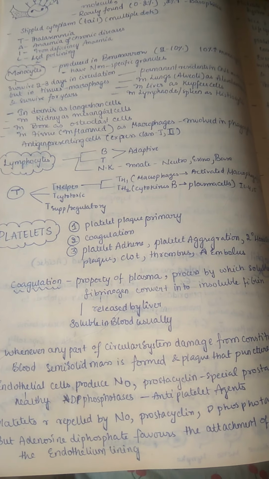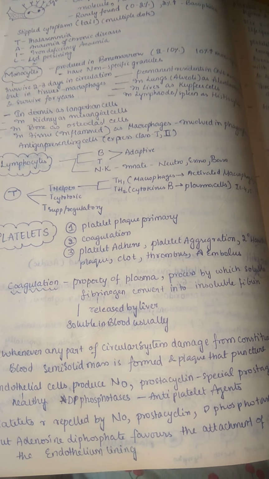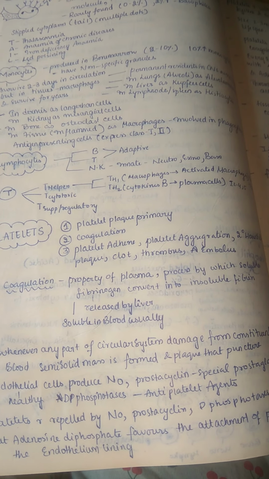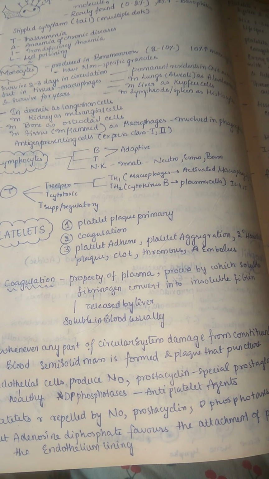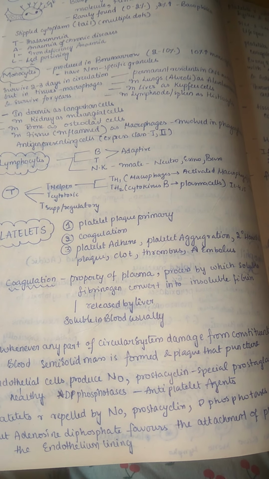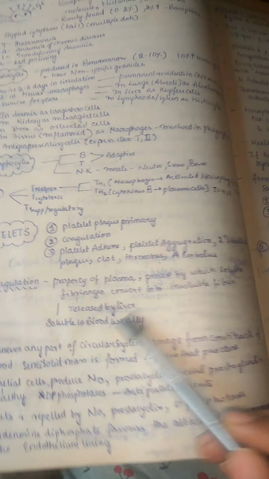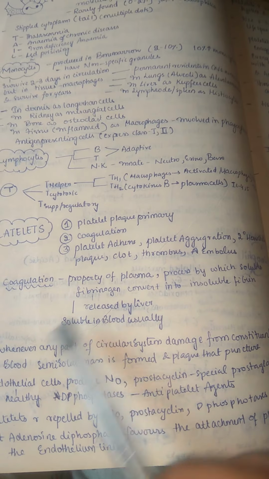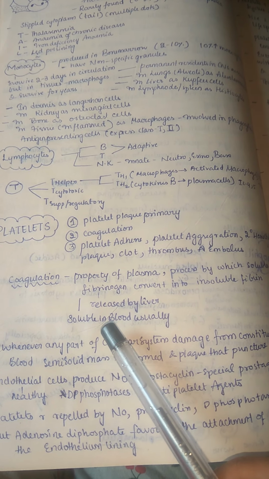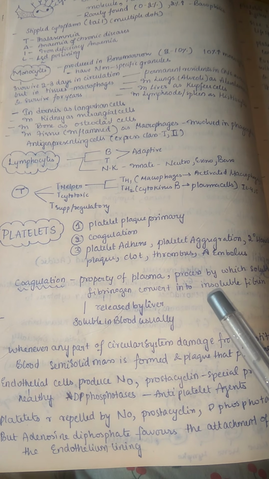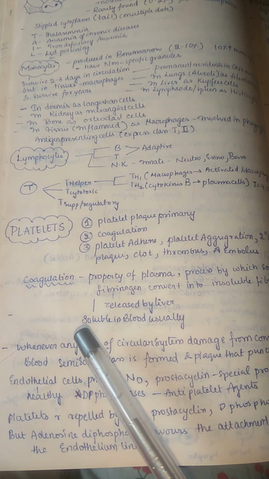because now the platelet plug is formed, which is to prevent the blood loss. If it is in the soluble form, it also gets dissolved and the blood starts leaking. So it should be in insoluble form so that the blood will not leak. To prevent the blood loss, the soluble fibrinogen is converted into insoluble fibrin. And fibrinogen is a protein. Fibrinogen is one of the plasma proteins.